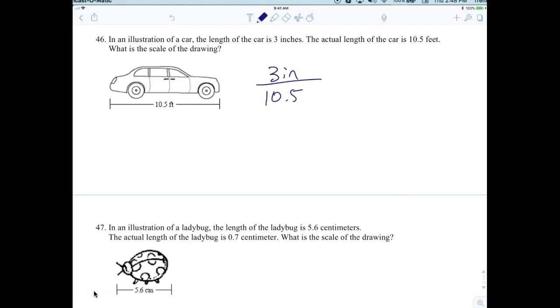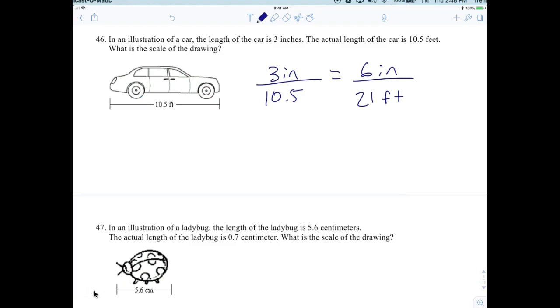Now look up on the board because I'm going to try to show you something. I don't think you can type in a fraction like 3 over 10.5. Everybody look up. If I double everything, what does the 3 inches become? 6. And what if I double 10 and a half? 21. 21 inches, or 21 feet. Does everybody see that? That way I don't have to deal with the decimals.